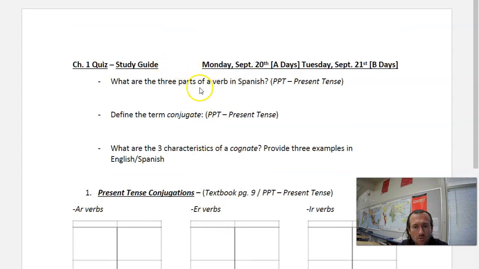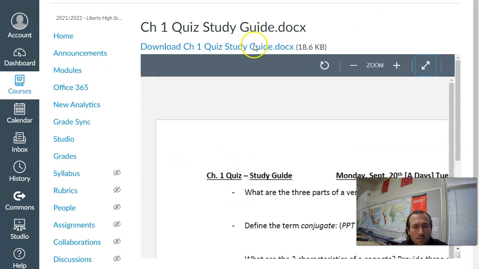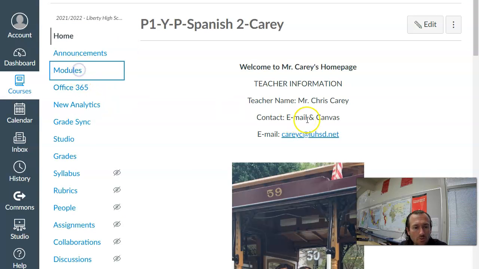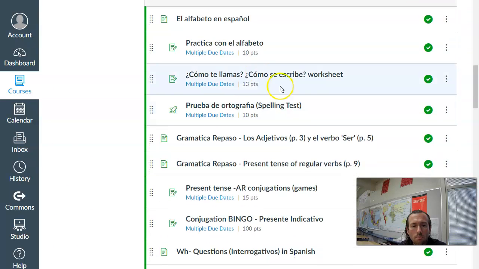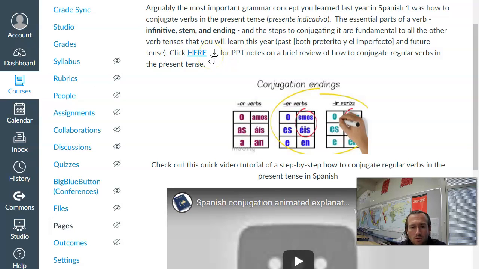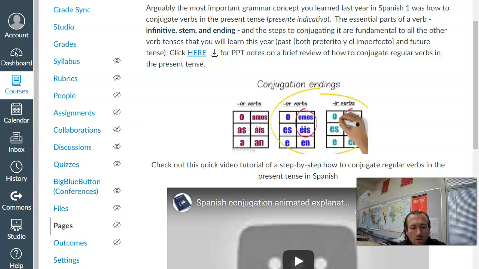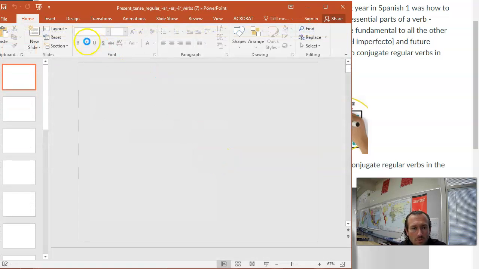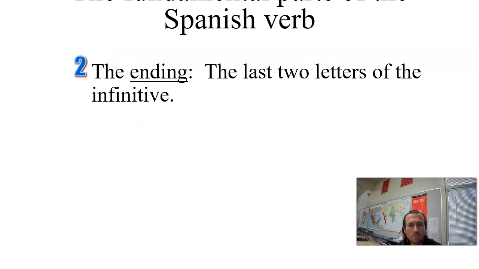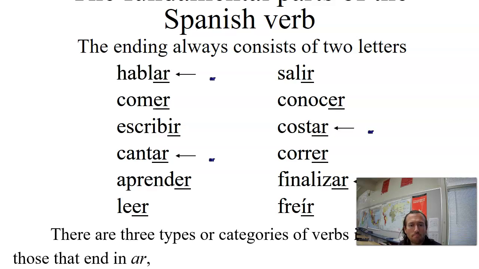Just want to refer to where you can find the answers to these in Canvas. The PowerPoint and page 9 is where you can find a good portion of the answers. If you go into modules and then go to the Para Empezar module, there's a page there that says Gramática Repaso, present tense of regular verbs. And then if you take a look at the PowerPoint that's posted there, it will provide you with the 3 parts to a verb in Spanish, which is the infinitive, the ending, and the stem or root.